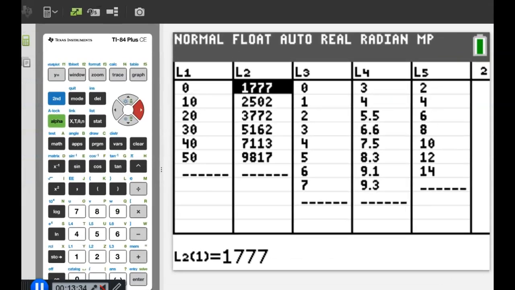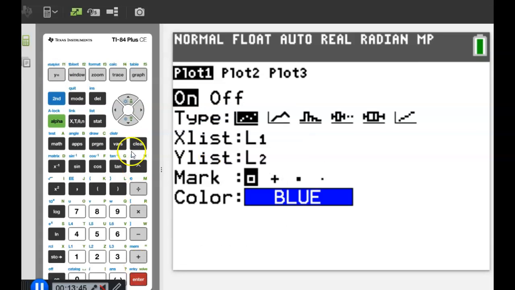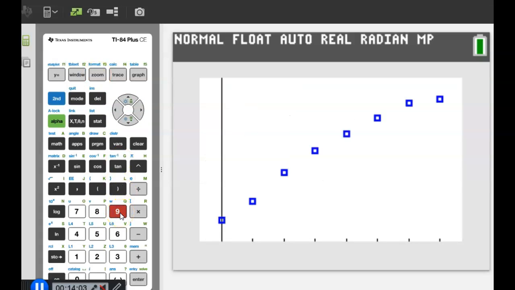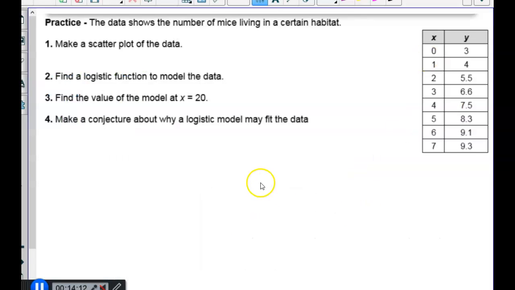Okay, what do we want to do next? Yeah, we want to look at it. So second y equals, my plot is still on. I do need to adjust mine because I have changed the lists. You should not need to if you put them in. I have mine in L3 and L4, I think. So everybody needs to do a new Zoom 9. Does that look like it was growing pretty quickly and then it started to level off? Okay. So it says make a scatter plot of the data, so you need to do that.